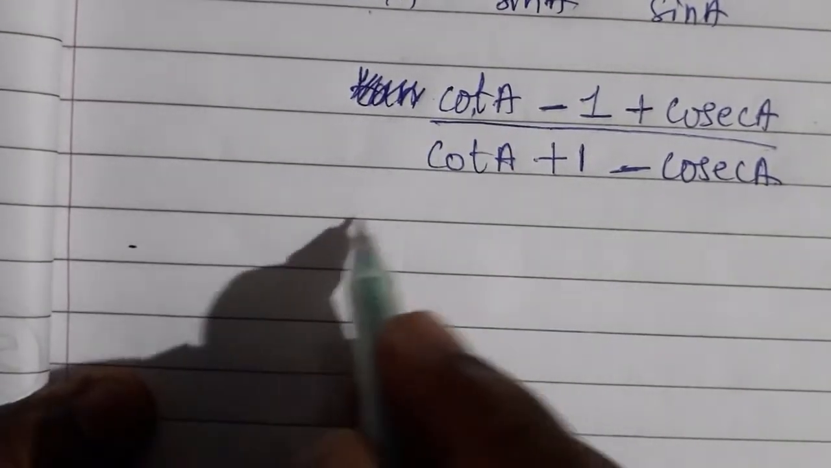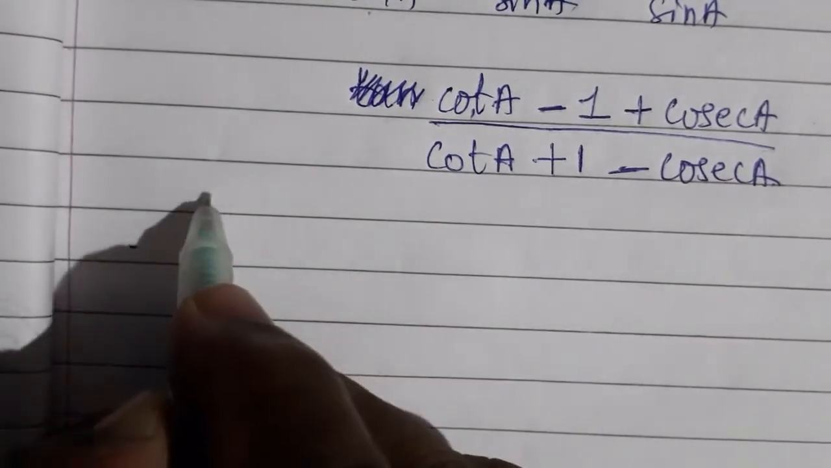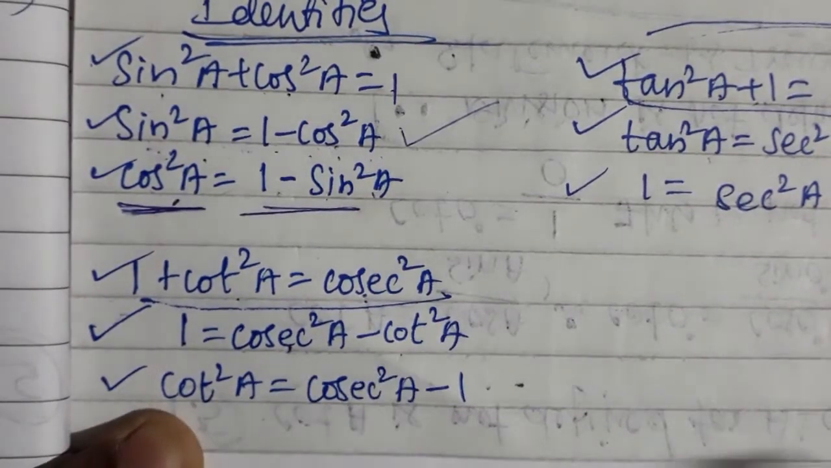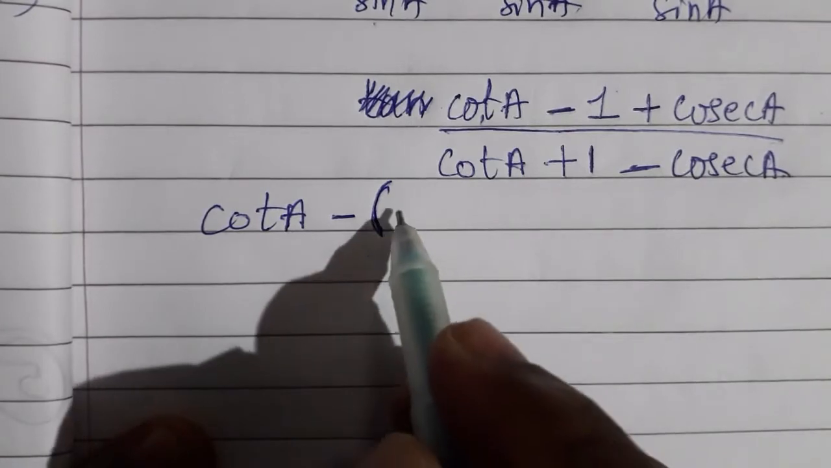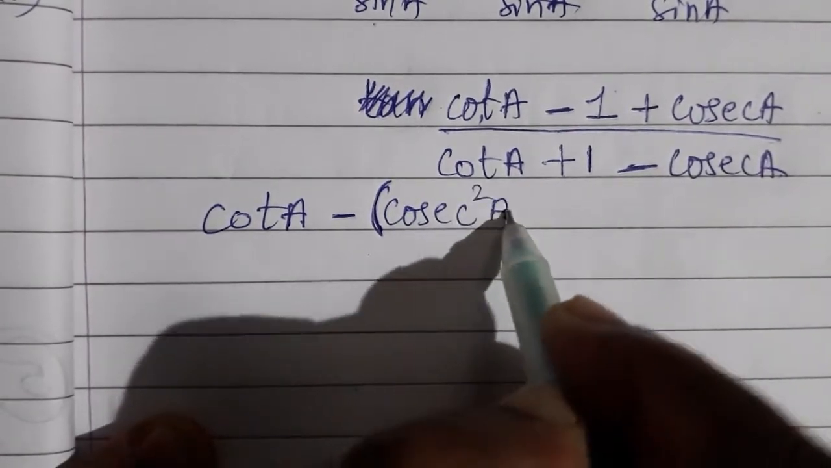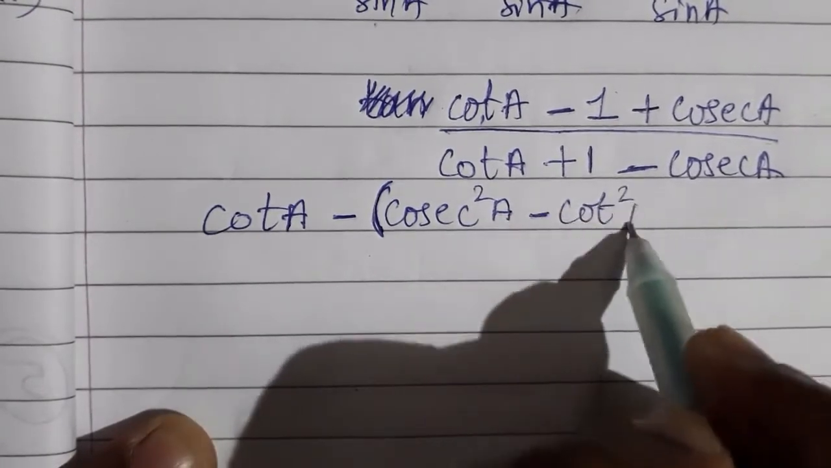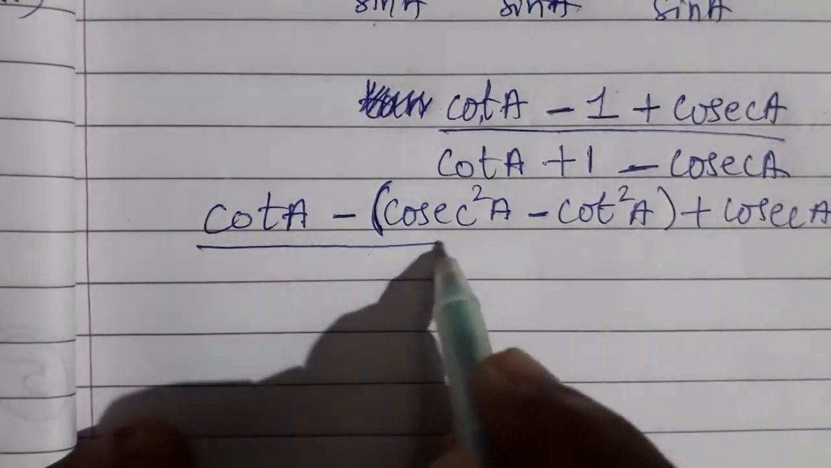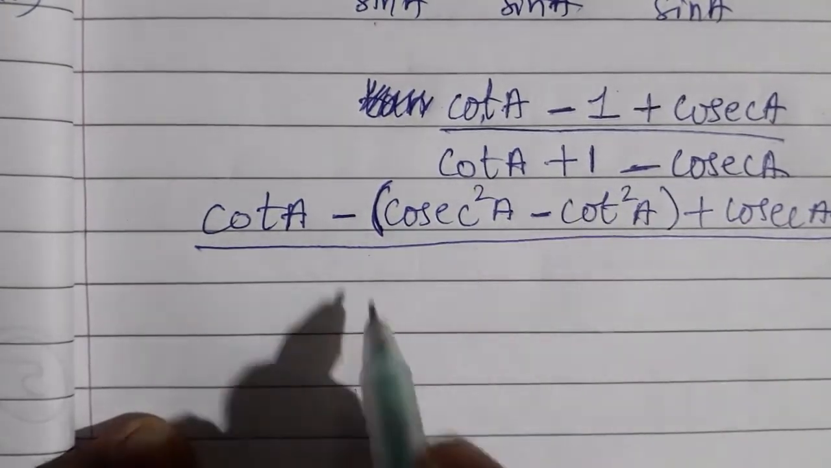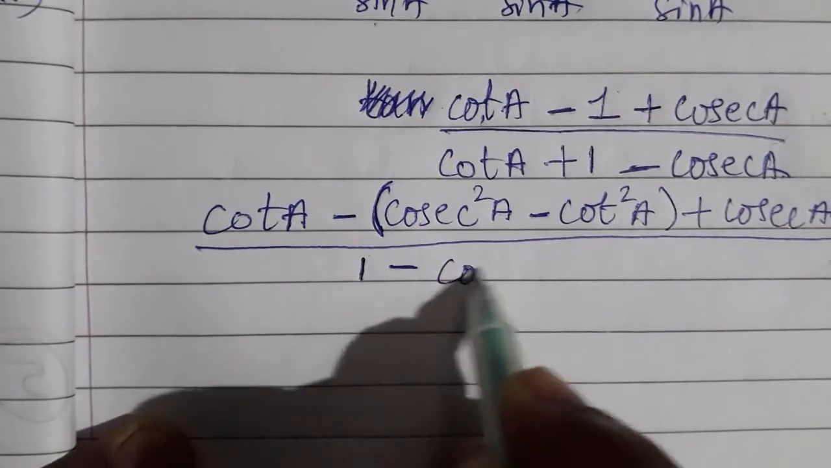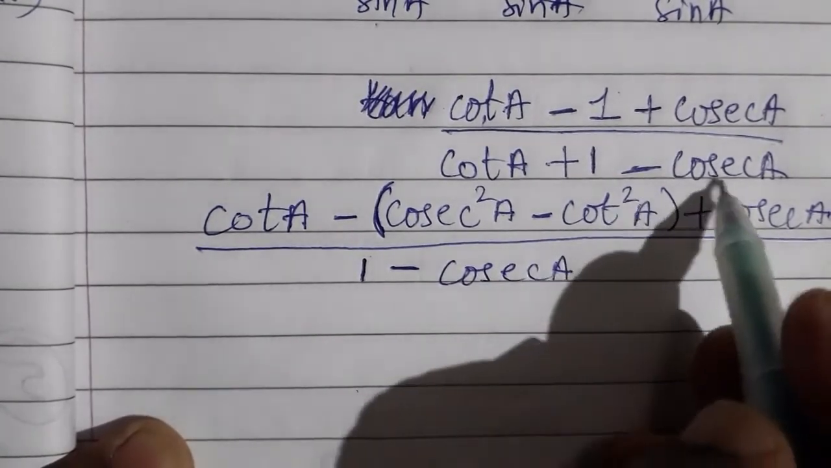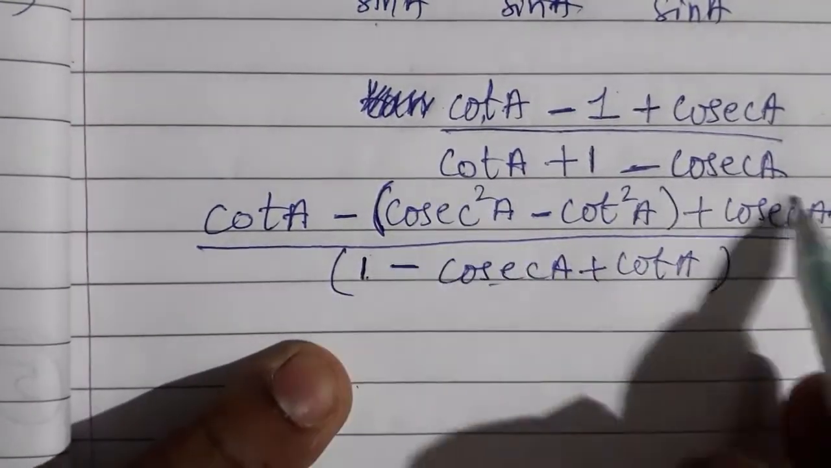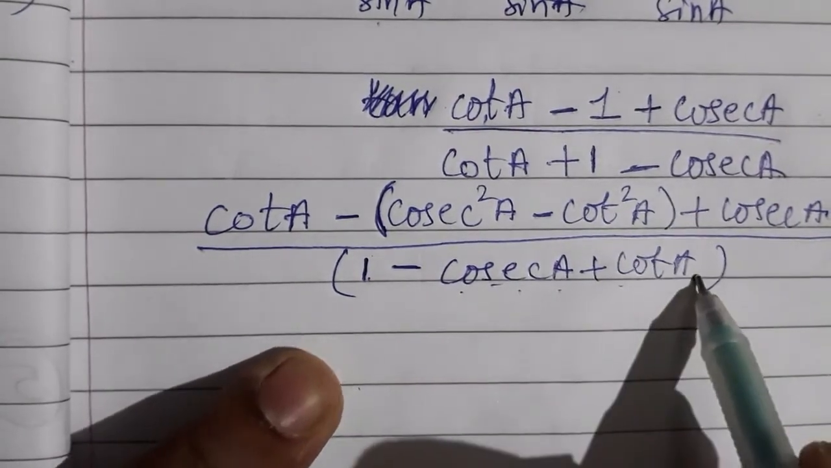Now, cot A I will write as it is. Minus, in place of 1, I can write cosec² A minus cot² A. So I will remove this 1 and write (cosec² A − cot² A), close the bracket, plus cosec A. Now in the denominator, I will not change the denominator, only I will arrange like this: 1 minus cosec A plus cot A. I am arranging, that's all. 1 will remain as it is, minus cosec A, cot and cosec I will write together. So minus cosec A plus cot A.